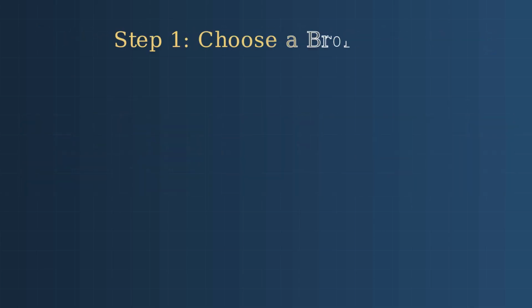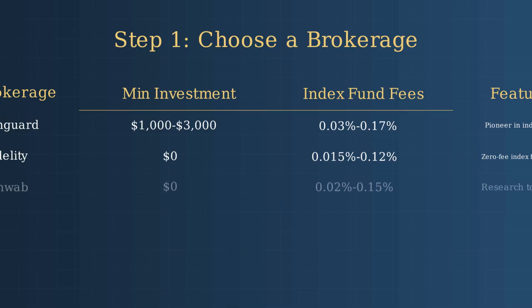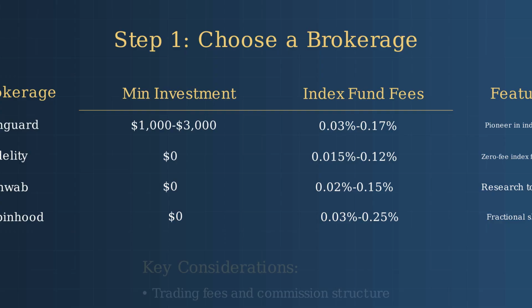Step 1 is to open an account with a brokerage that offers low-cost index funds. Several major brokerages offer excellent index fund options. Vanguard, Fidelity, Charles Schwab, and Robinhood are popular choices. When selecting a brokerage, consider trading fees, account minimums, customer service quality, and the user interface.